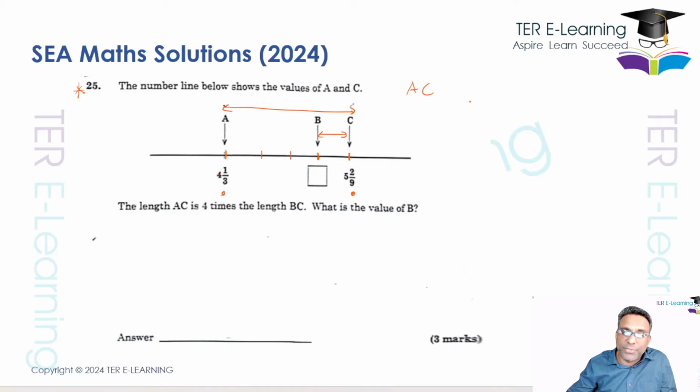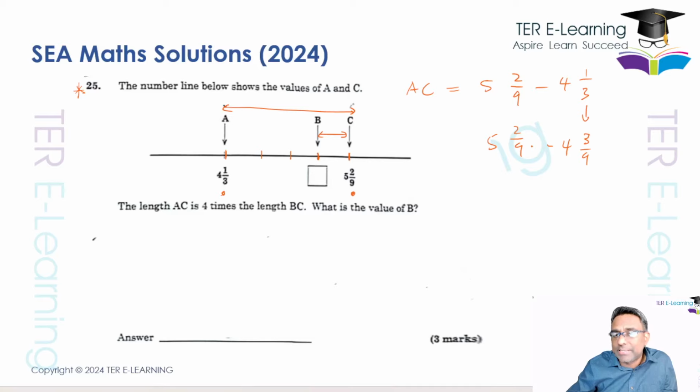That's the first thing we're going to do. So in this case here, it is going to be 5 2/9 minus 4 1/2, right? Now, how do we do that subtraction? So the first thing is this 1/3, I can write that as 3/9, right? So this here is actually 5 2/9, right, minus 3/9.